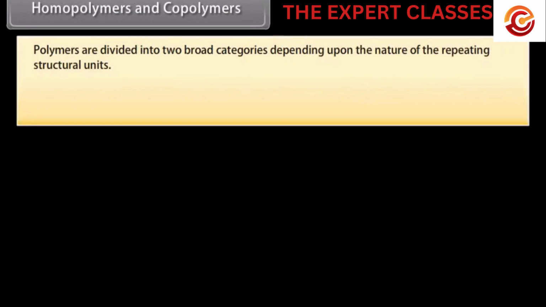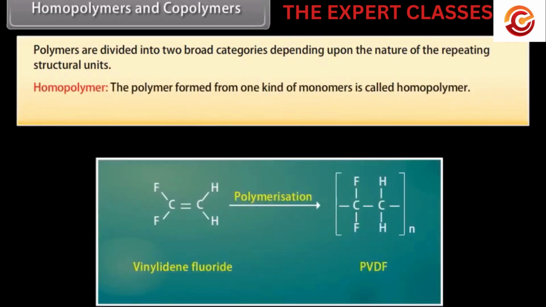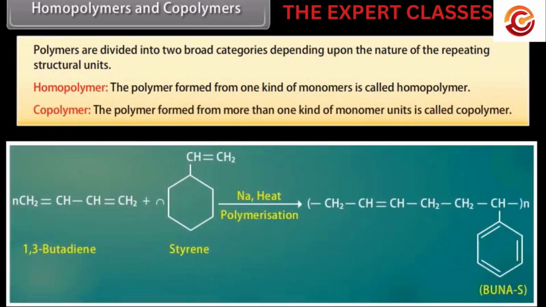Polymers are divided into two broad categories depending upon the nature of the repeating structural units. Homopolymer. The polymer formed from one kind of monomer is called a homopolymer. For example, PVDF is formed from vinylidene fluoride. Copolymer. The polymer formed from more than one kind of monomer units is called a copolymer. For example, Buna-S rubber is formed by 1,3-butadiene and styrene.